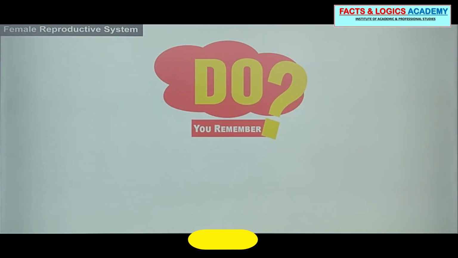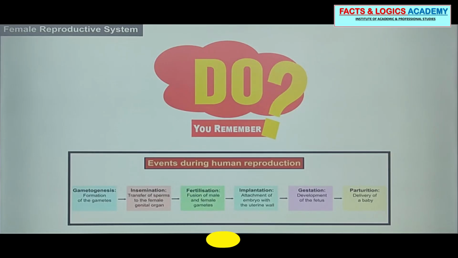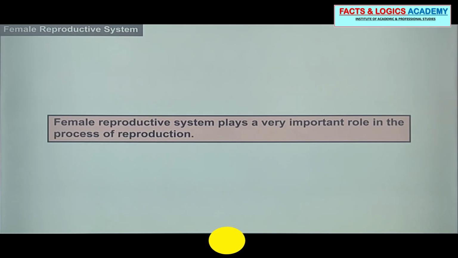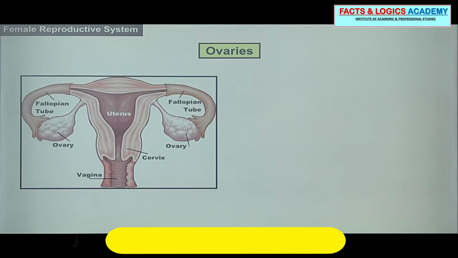Do you remember we studied that events of reproduction include production of gametes, fertilization, gestation, etc. So I think that you are able to reconnect, right? Female reproductive system plays a very important role in the process of reproduction. Students, now we will understand each organ of the female reproductive system in detail. Firstly, let us discuss the ovaries.